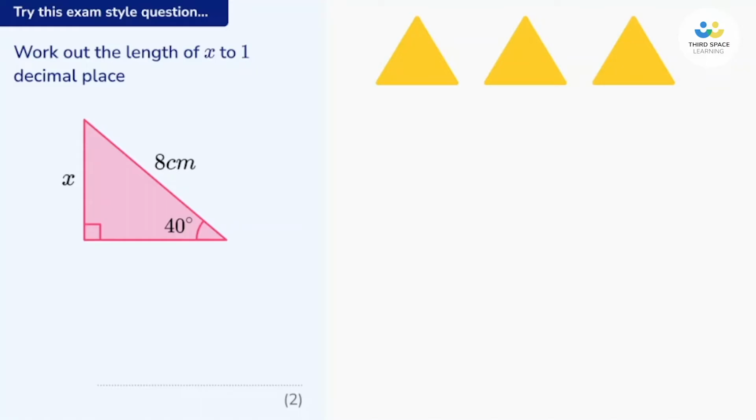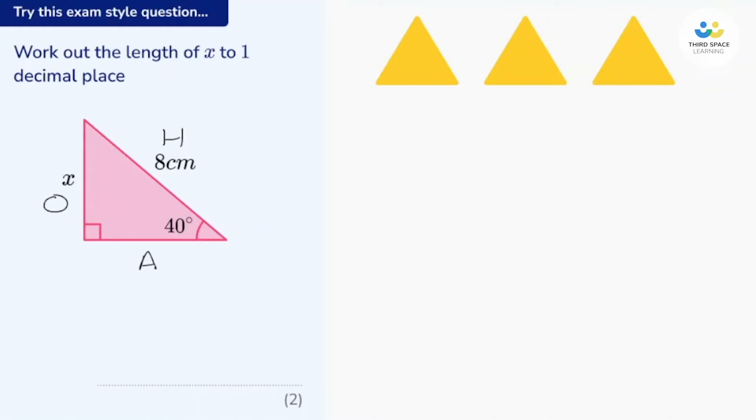Well, the hypotenuse is always the longest side of the triangle. It's the side opposite the right angle. The opposite side is the side opposite the angle. So that is going to be this side here. And then the adjacent side is the side that's left. It's the side that is adjacent to, next to the angle.